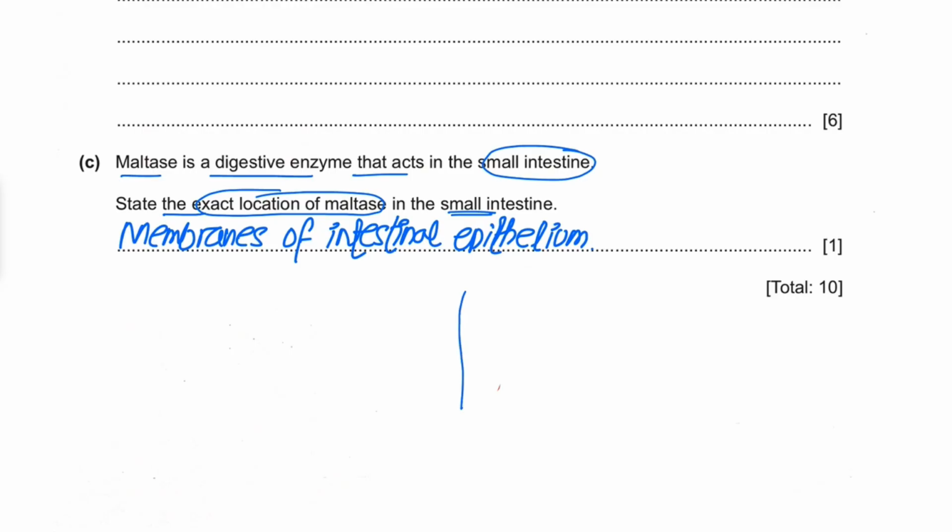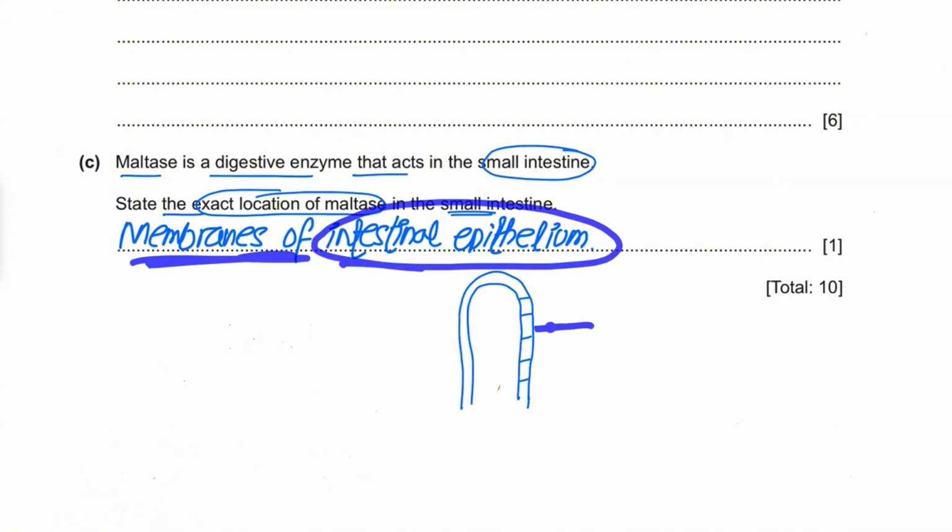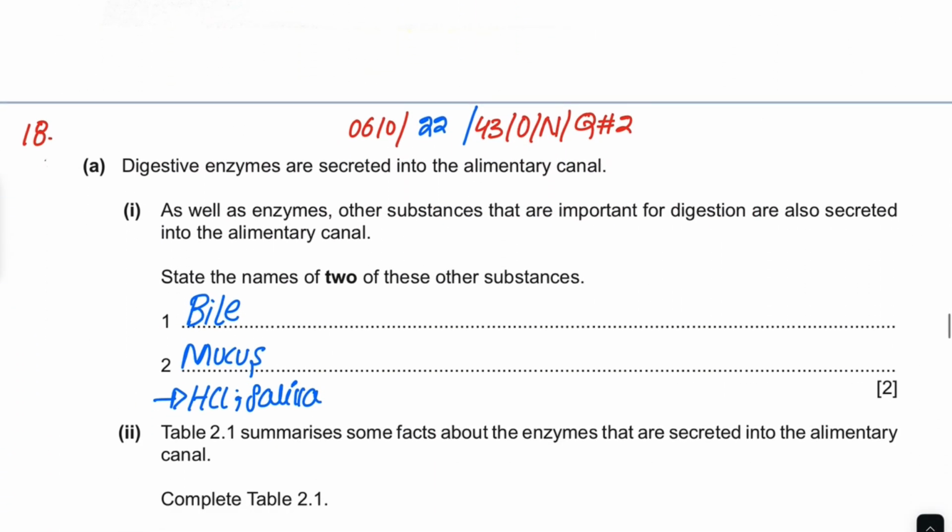So in the small intestine we have the small finger-like projections, which are the villi. In the villi, we have these epithelial cells, and in the epithelial cells, we actually have this maltase enzyme. So for 1 mark, you have to simply say that these are the membrane of the intestinal epithelial cells where the maltase, lactase, and the sucrase enzymes are available.